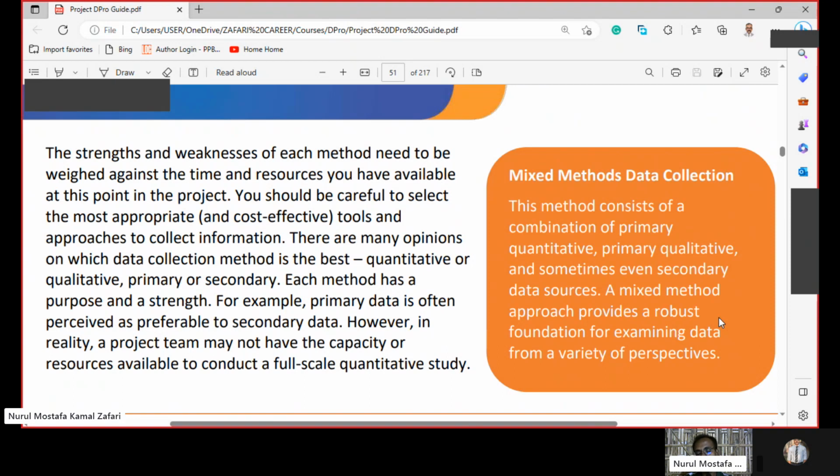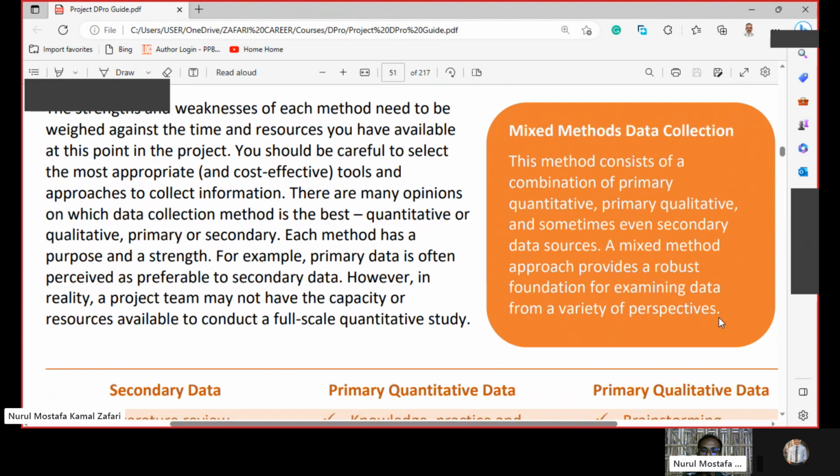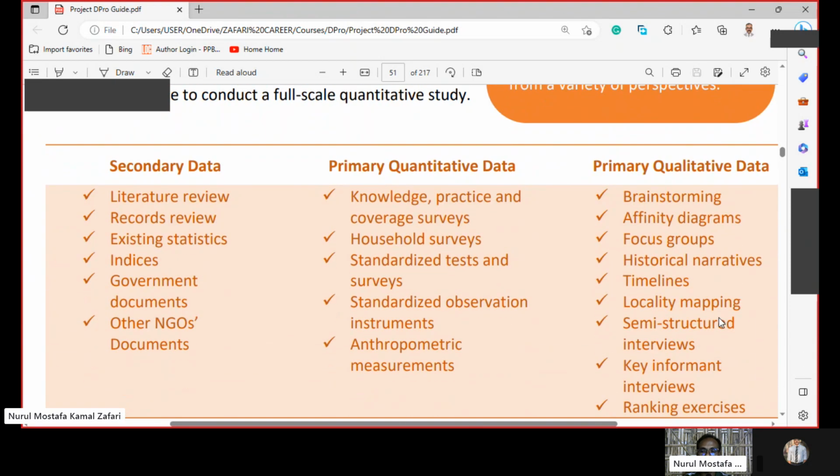And it helps. The mixed method helps to triangulate data so that one data reinforces another, and that reinforced data can help us to make informed decisions or data-driven decisions, and data-driven decisions can always be reflected as a more appropriate project plan or project concept note.